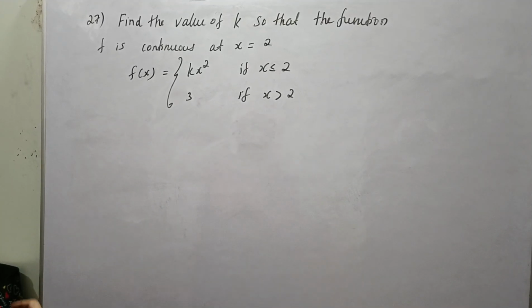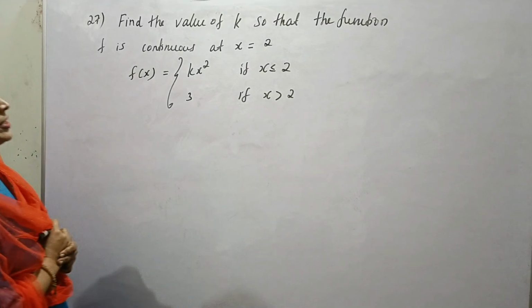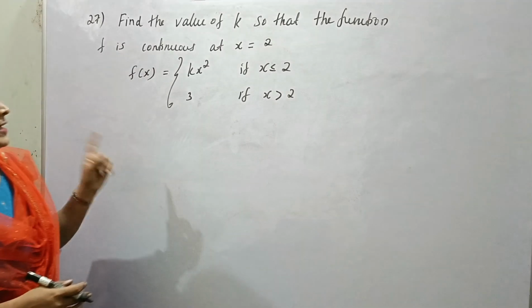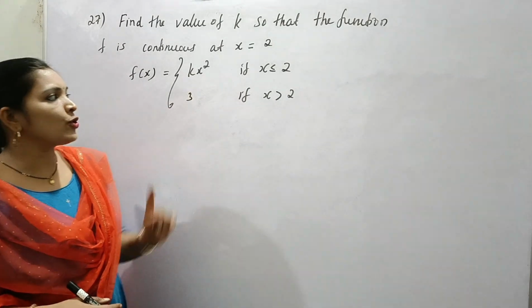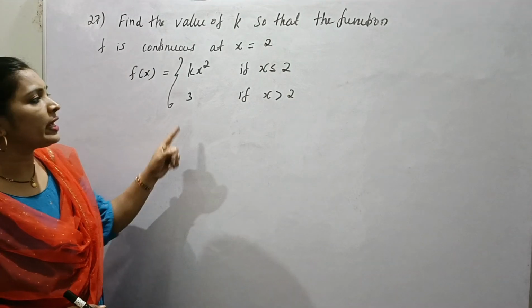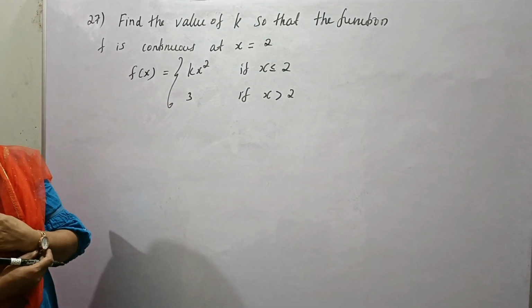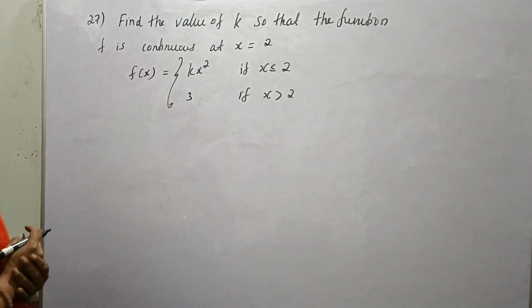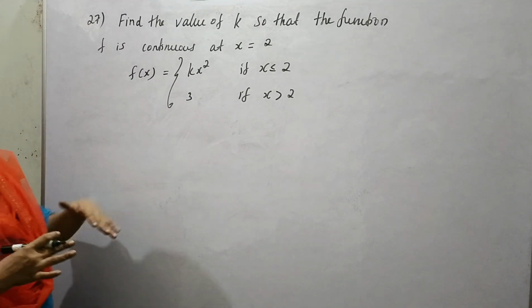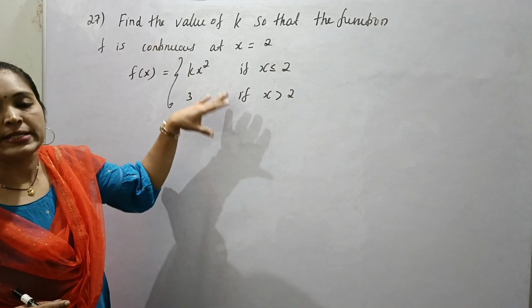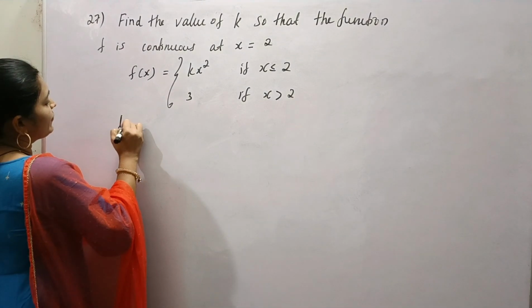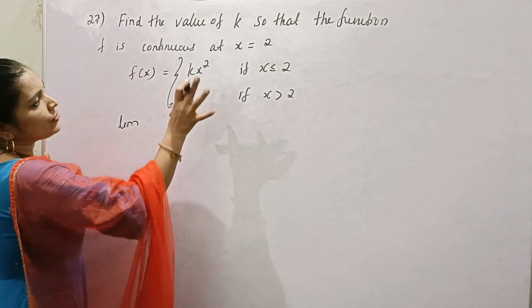Find the value of k so that the function f is continuous at x equal to 2. The function is f of x equal to k x square if x is less than or equal to 2, and f of x equal to 3 if x is greater than 2. Very important question, 2012 question. So here we have to find the value of k when this function is continuous at x equal to 2.